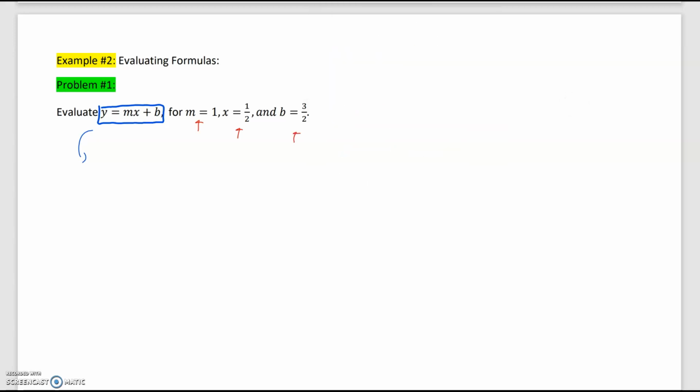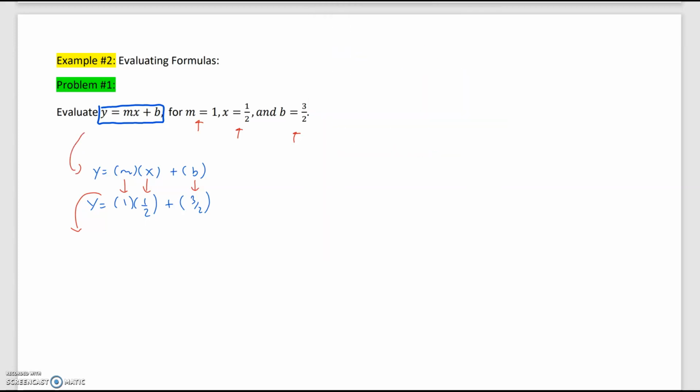So let me rewrite it. So y is equal to, I'll put a parenthesis on the m, one on the x, and on the b. And y is equal to, m is equal to 1. So technically, that takes the place of m. x is equal to a half. And b is 3/2. And then the main idea is that once you plug in the corresponding values, we're going to actually simplify as much as possible.